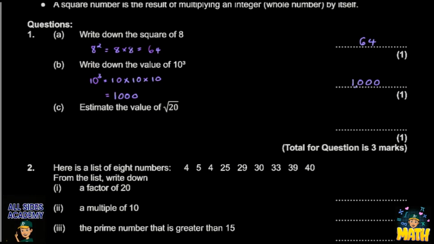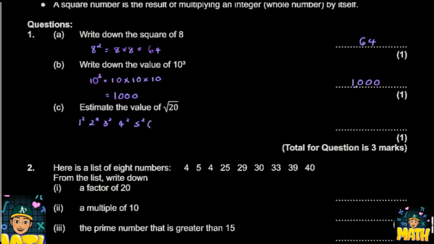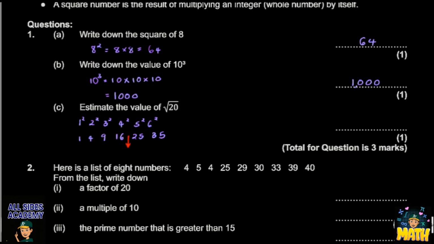Estimating the value of a square root. So in this case, you're going to consider perfect squares. Squares are numbers that you multiply by itself. So 1 squared, 2 squared, 3 squared, 4 squared, 5 squared, and 6 squared. Then you need to identify where the 20 lies. It lies between which perfect squares? In this case, it lies between 16 and 25. So we're going to write that down.